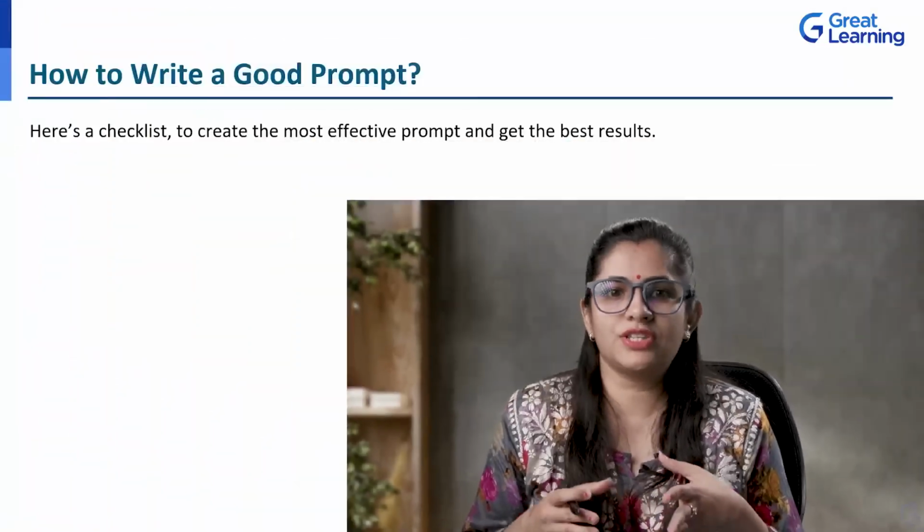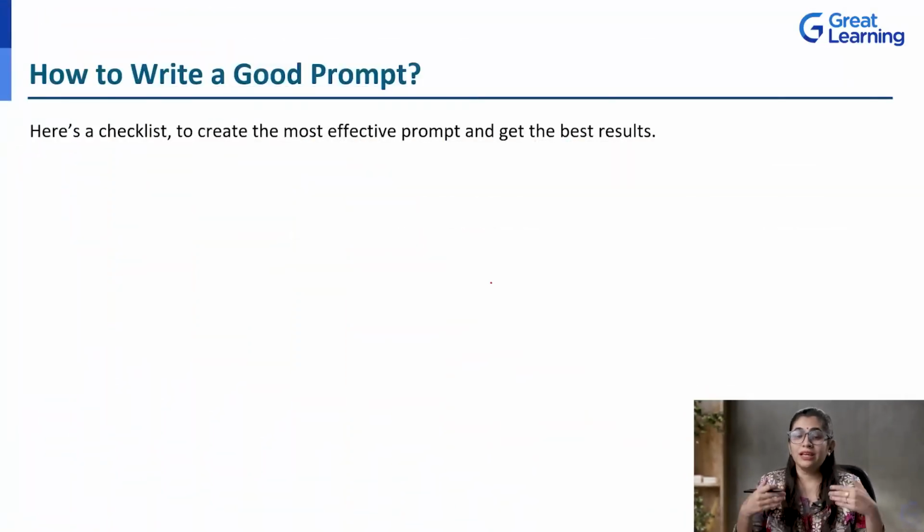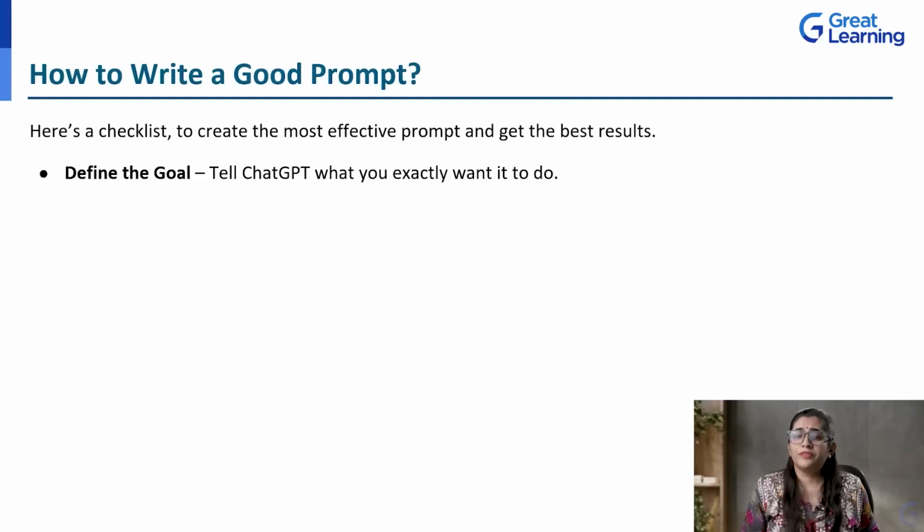Now that you have seen the different components of a good prompt, let's have a look at a good checklist that you can keep in mind while designing an effective prompt for better results. The first one is defining the goal, telling ChatGPT what exactly you want to do. That is called defining the goal.